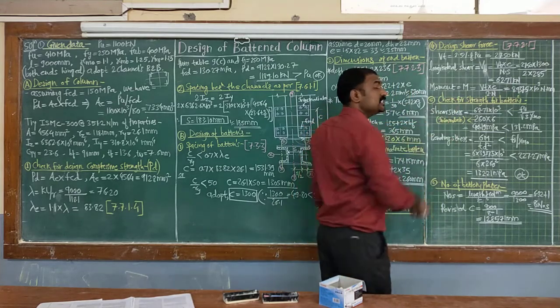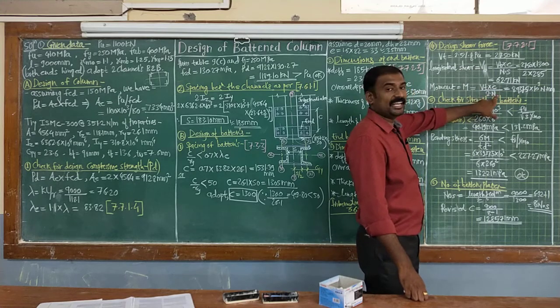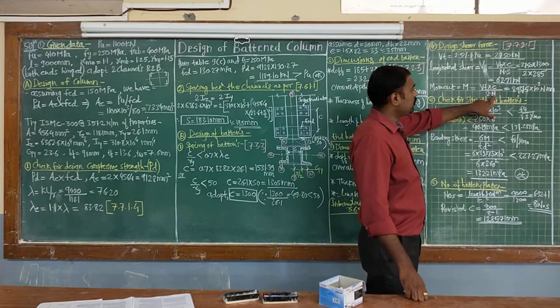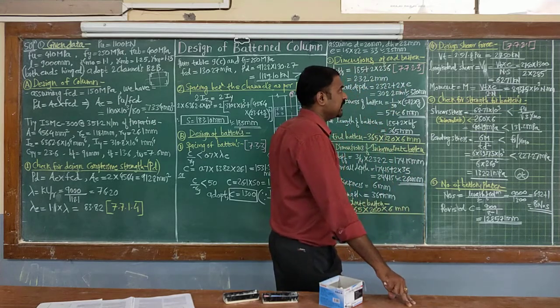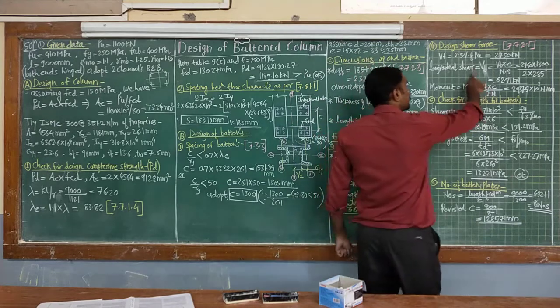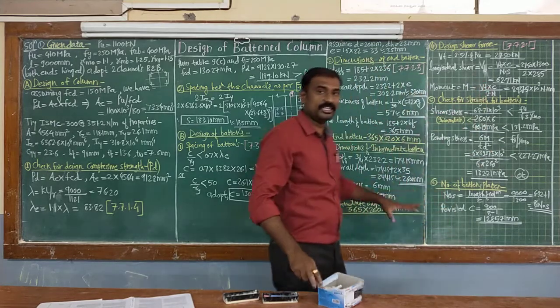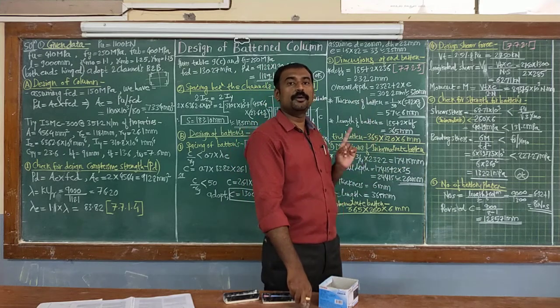Now moment acting is again your design shear force into spacing divided by 2 times N. N is number of planes, and number of planes are again 2. So I am getting bending moment as 398937.5 into 10 raised to 3 Newton mm. So for these two particular values, I need to satisfy whether my batten system is capable to carry the given design shear force and bending moment.